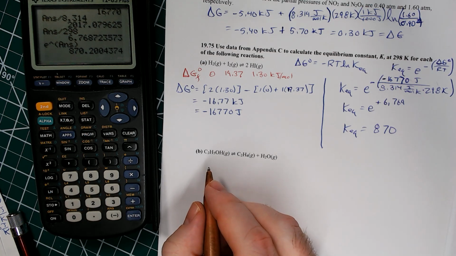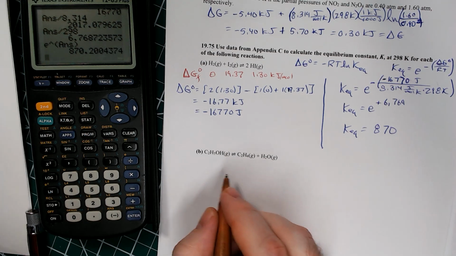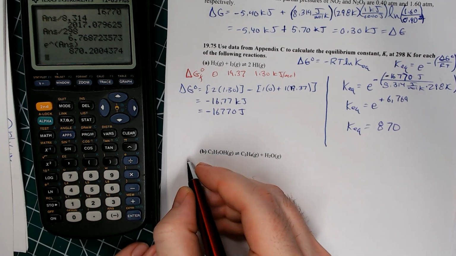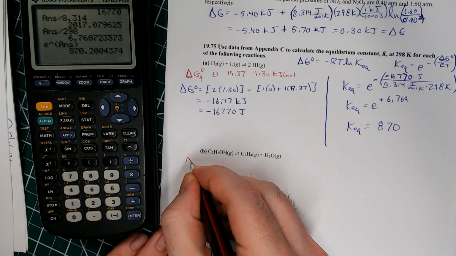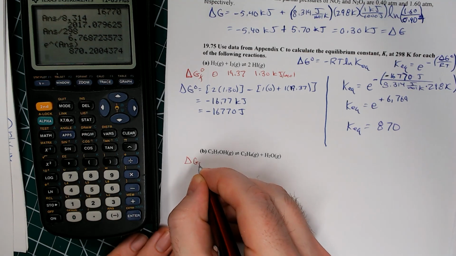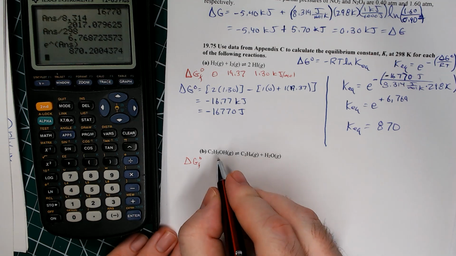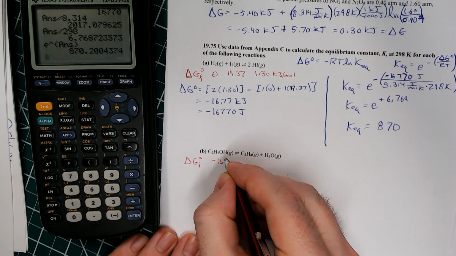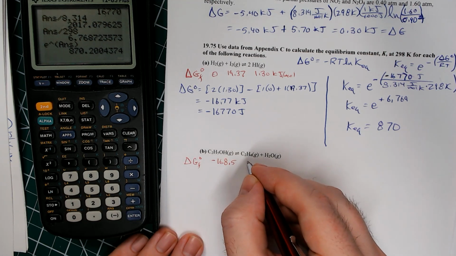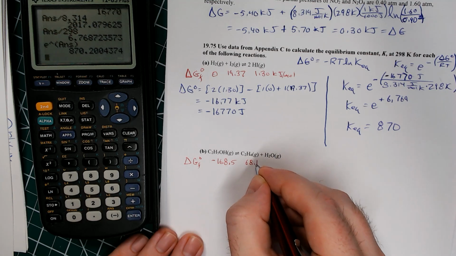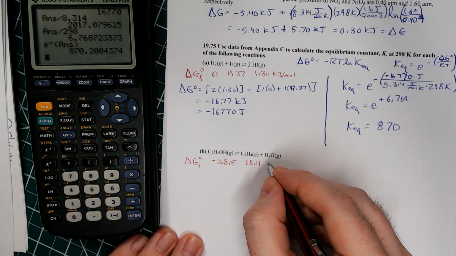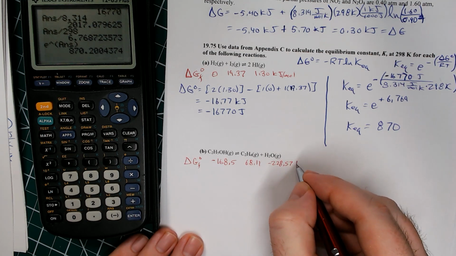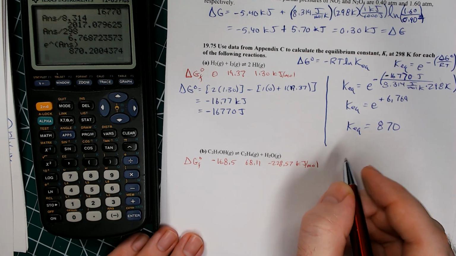So let's do the same calculation here for this particular reaction. Again, I'm going to save you the trouble of looking these up. I am just going to write down the values that I found in the appendix. So here I've got -168.5. This one is 68.11. The H2O gas is -228.57. And those are all in kilojoules per mole.